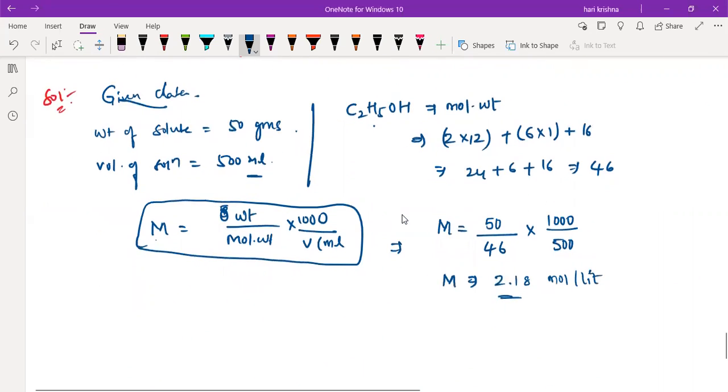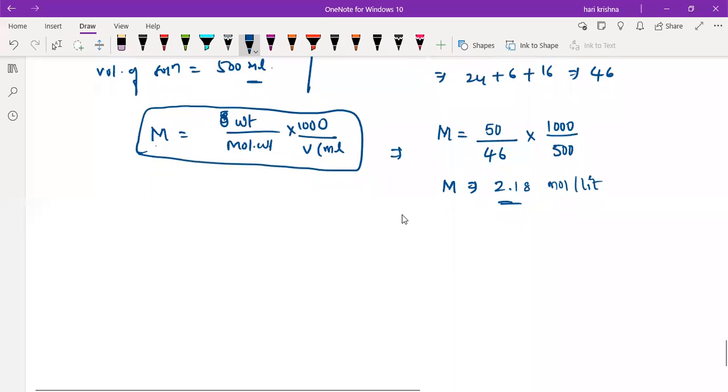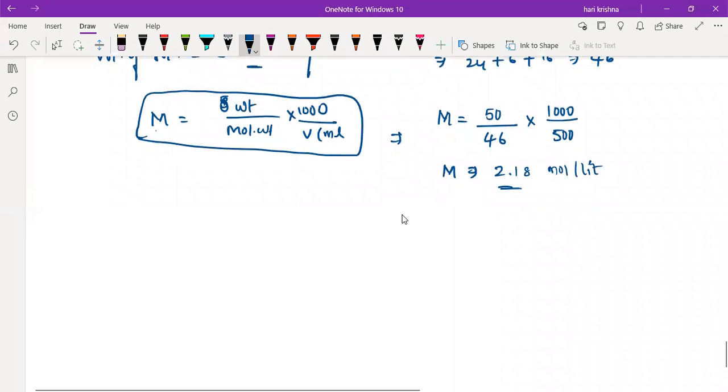Okay. Then we'll go for molality. Then we'll go for some more problems on these two topics. So now tell me, what is the difference between molality and molarity?